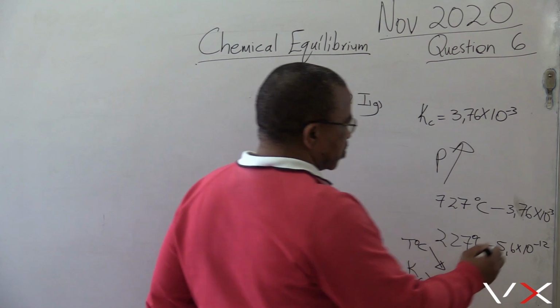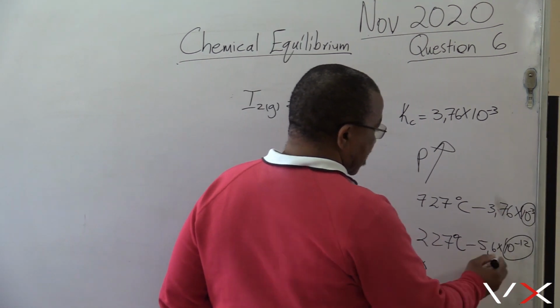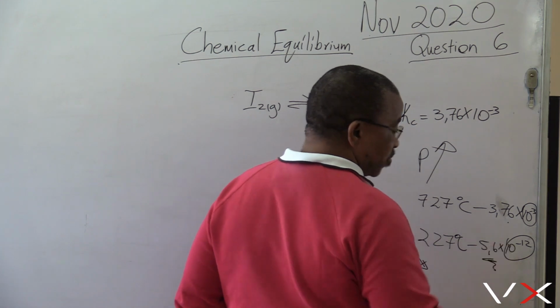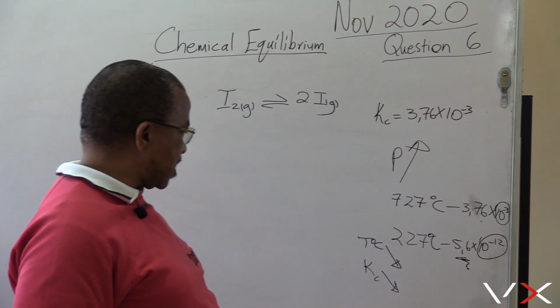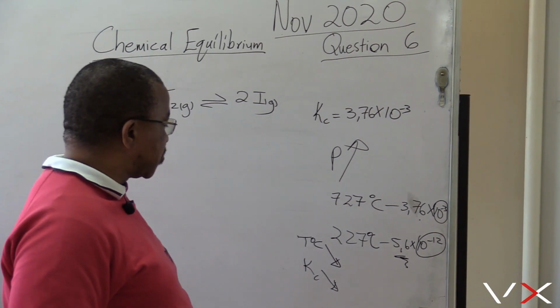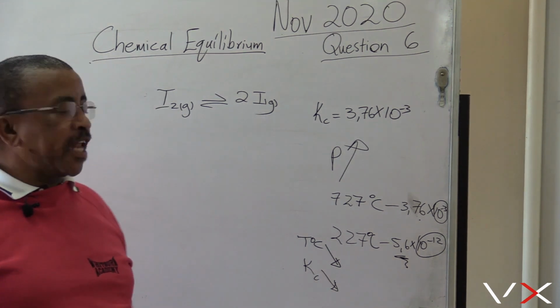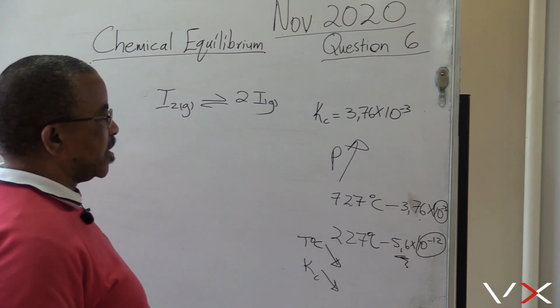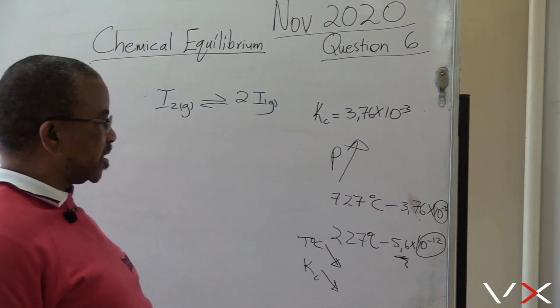Now the key: see this 10 to the minus 3, this one 10 to the minus 12. That makes this value much smaller than that one, because this is 10 to the minus 3 and this is 10 to the minus 12. So the value of Kc decreases. That makes the reaction endothermic, because in an endothermic reaction, the value of Kc decreases with temperature.